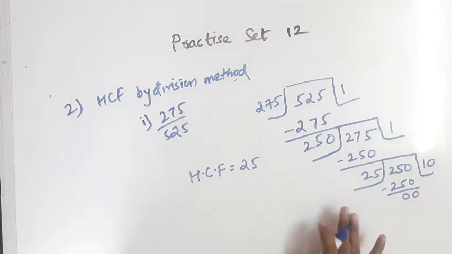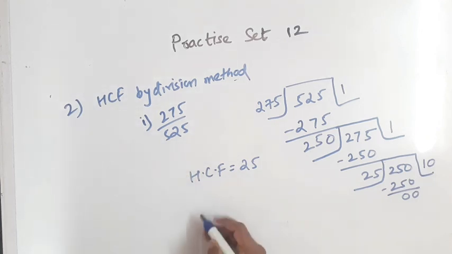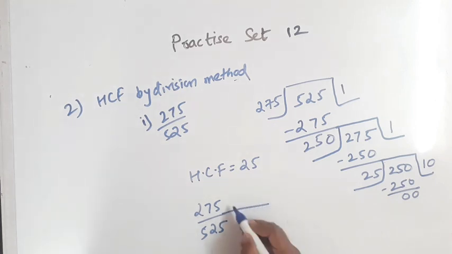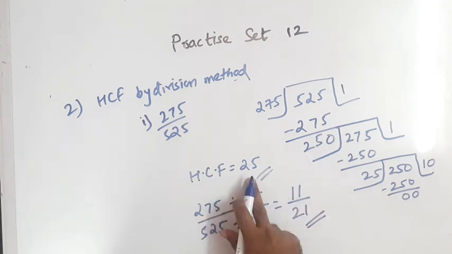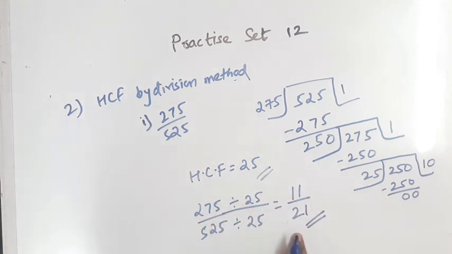Now they have asked one more thing, that reduce this number to the lowest form. We know to reduce it to the lowest form we have to divide it by the HCF, the highest common factor. So 275 if I divide it by 25, I'll get 11. And 525 if you divide it by 25, 25 2s is 50, 2 remains, 25 1s is 25. So these are your two answers. HCF is 25 and the lowest form is 11 upon 21.